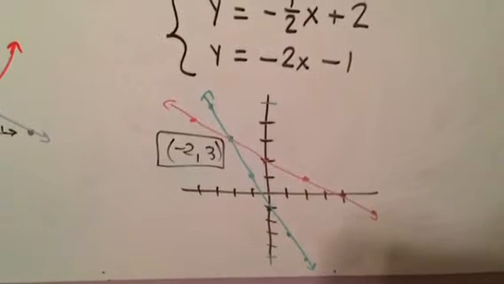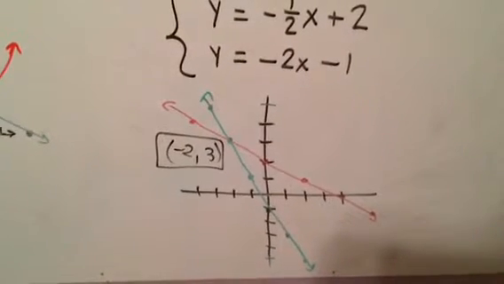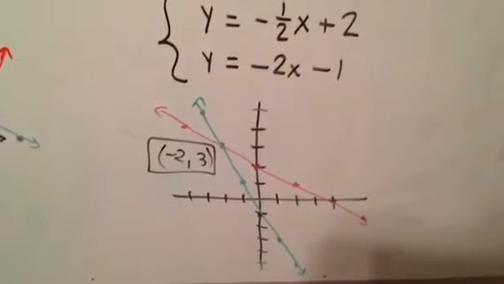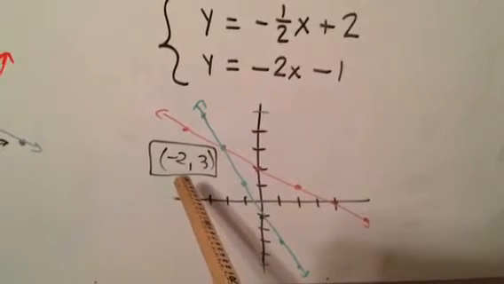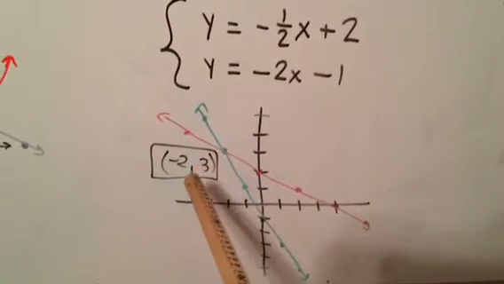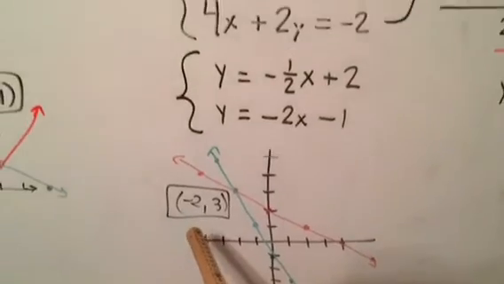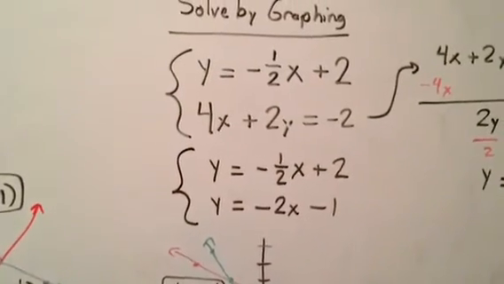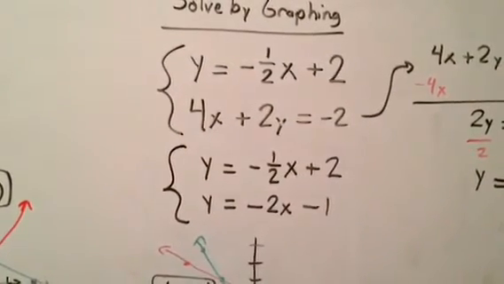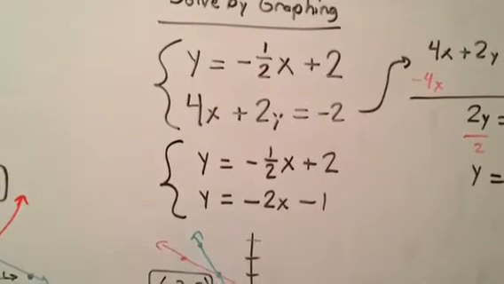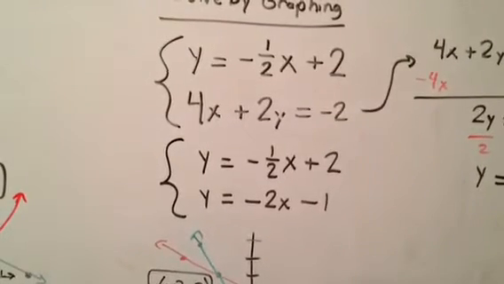And we can clearly see where the two lines intersect each other. They both land on the point -2, 3, the solution to the original set of equations, y equals -1/2x plus 2, and 4x plus 2y equals -2.